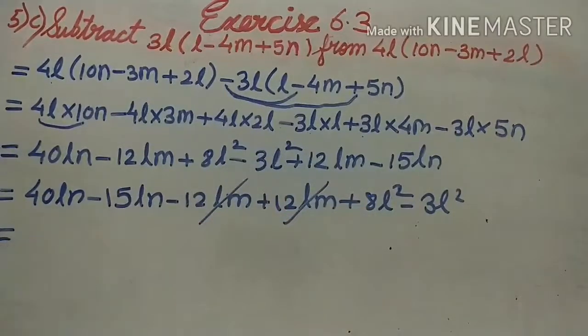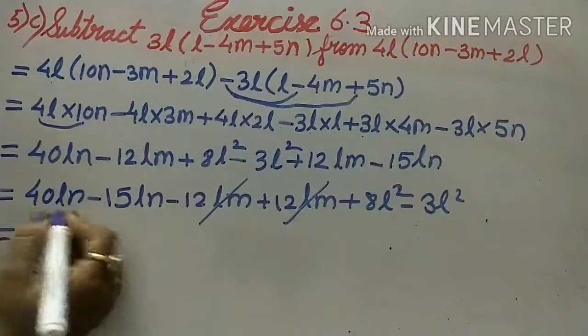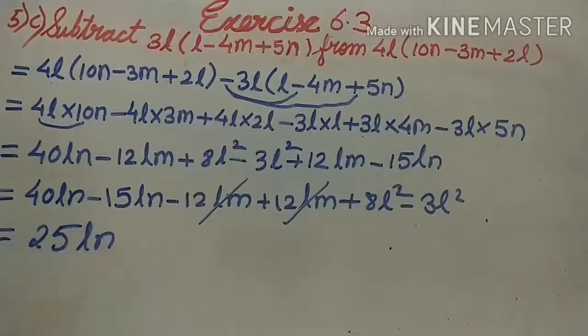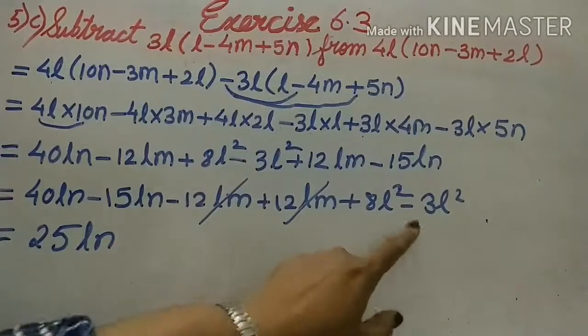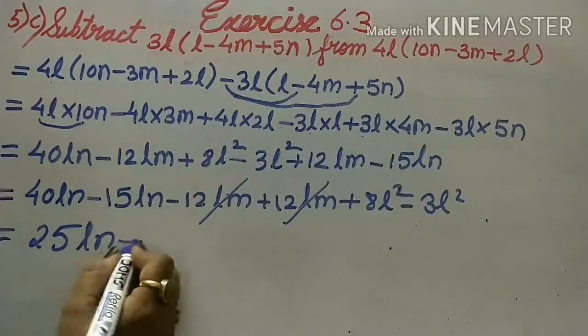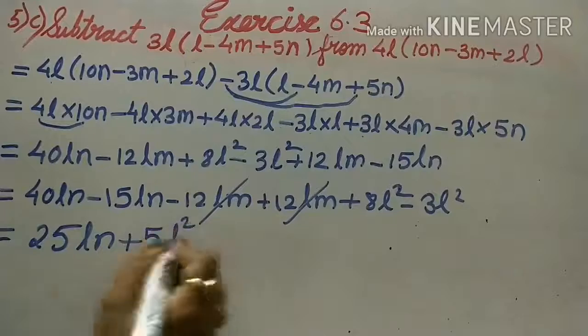Is equal to, both are like terms, so we can perform subtraction here. 40 ln minus 15 ln means 40 minus 15, it is 25 ln as it is. Plus minus minus, but greater number is positive. So plus 8 minus 3, 5 l square. This is the answer.